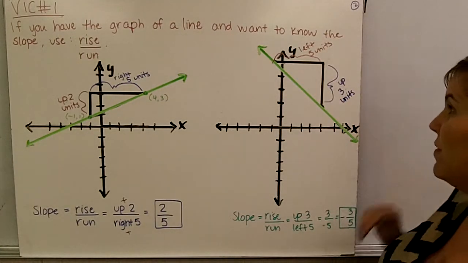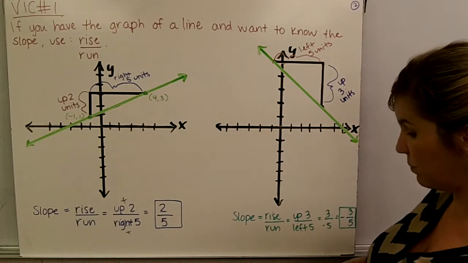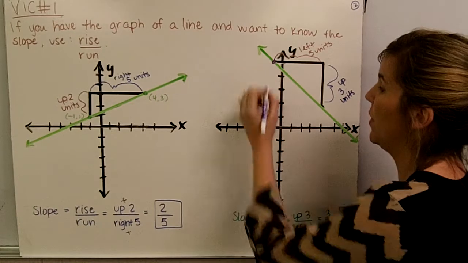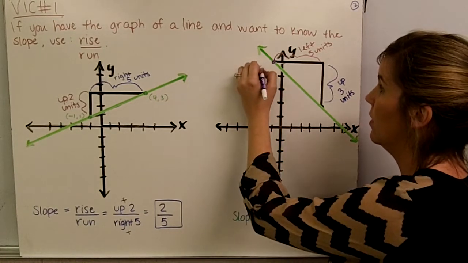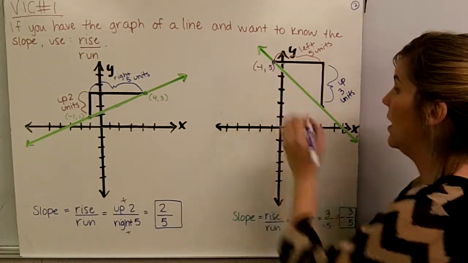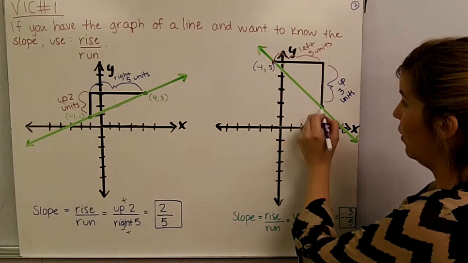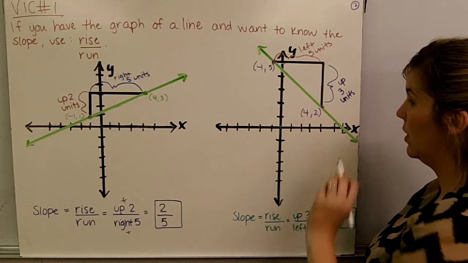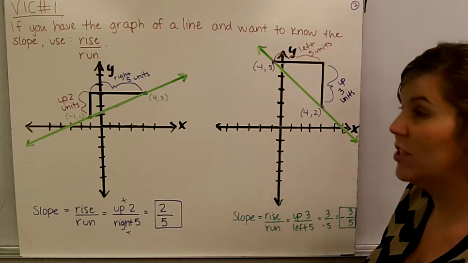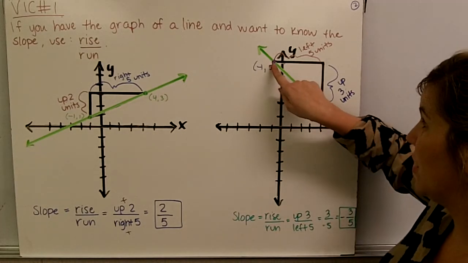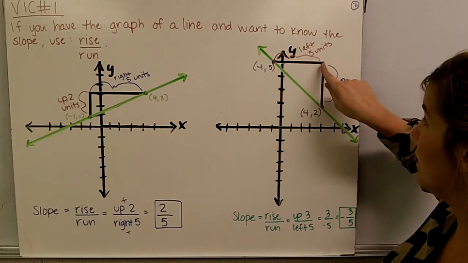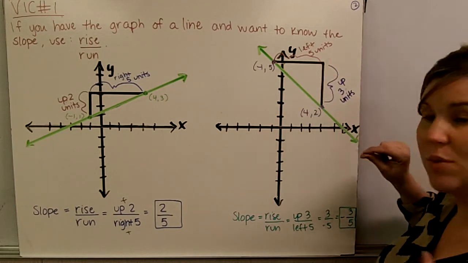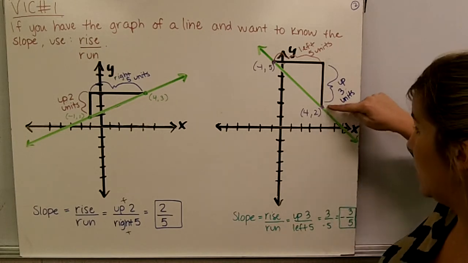Another example. I have the slope of this line in green. Now, I have two ordered pairs. This ordered pair is -1, 5. And this ordered pair is 4, 2. So to go from one to the other, I could start here and I would move to the left 5 and down 3. But since we talk about rise over run, well, let's start here.